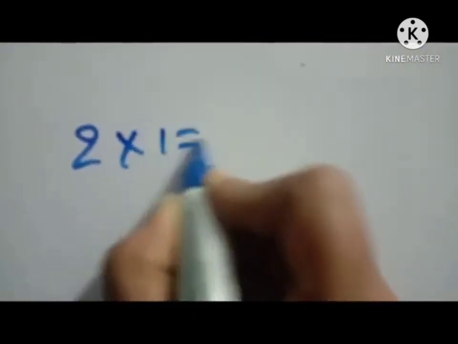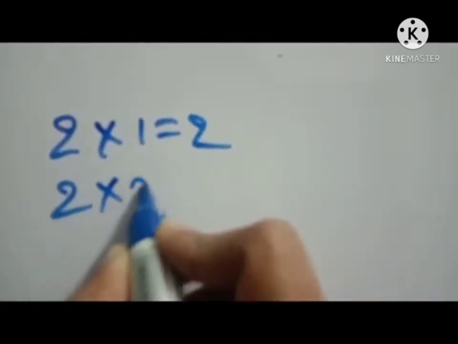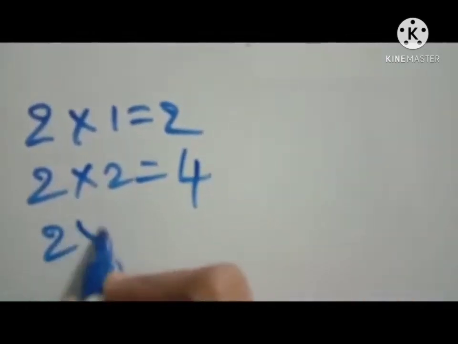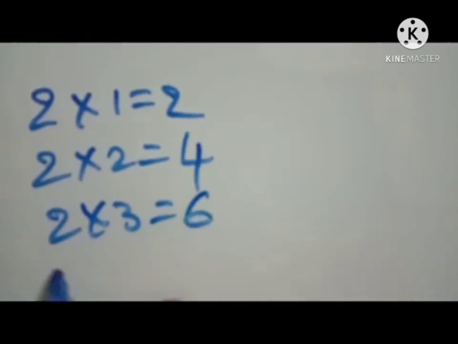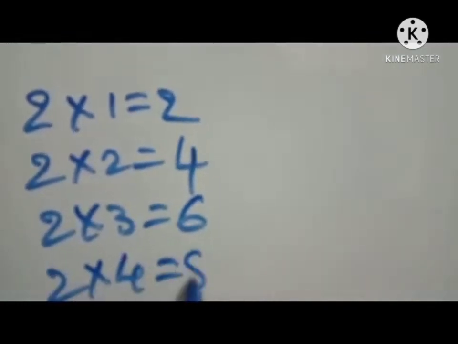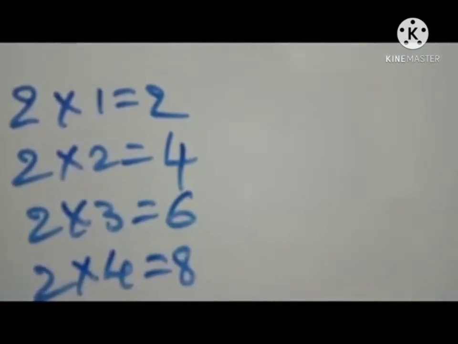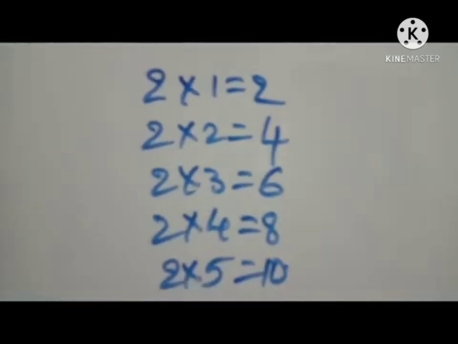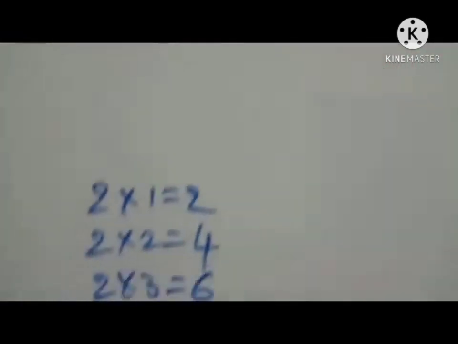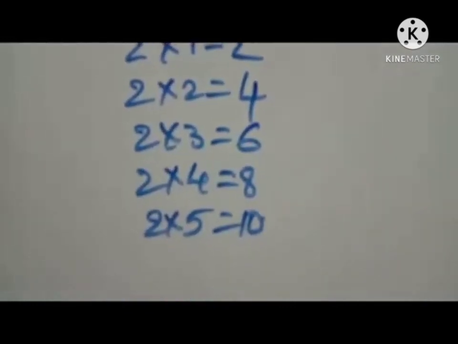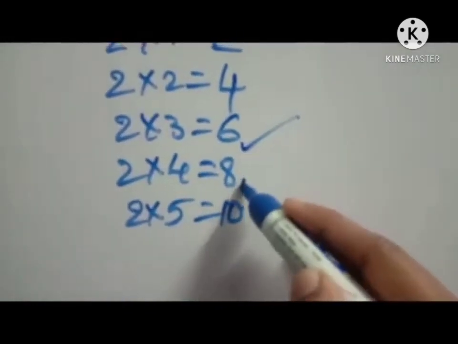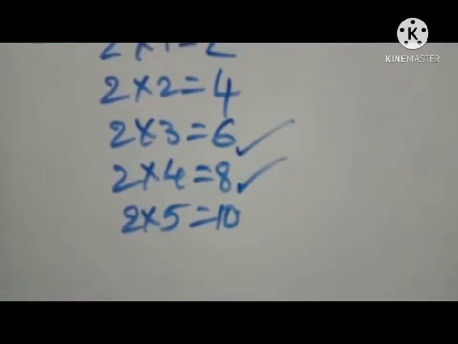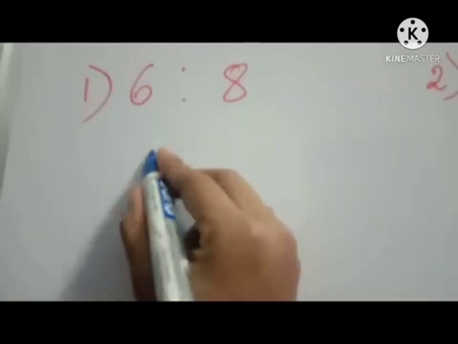2 ones are 2. 2 twos are 4. 2 threes are 6. 2 fours are 8. 2 fives are 10. Up to here I wrote. And now see here. What are the numbers here? 6 is to 8. 6 and 8 are the numbers. Are 6 and 8 there in the two table or not? See and tell. 6 is there and 8 is also there. How many times is 6 there? 3 times. So write here 3.